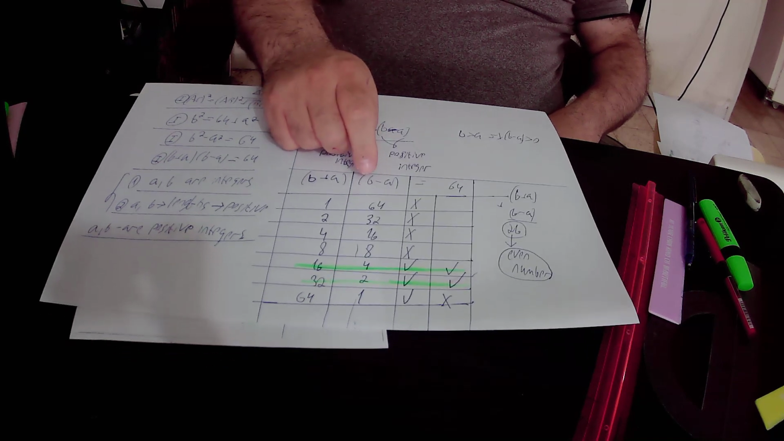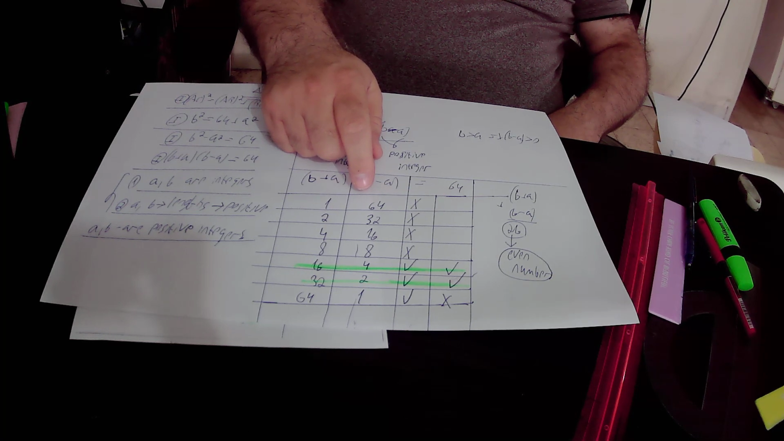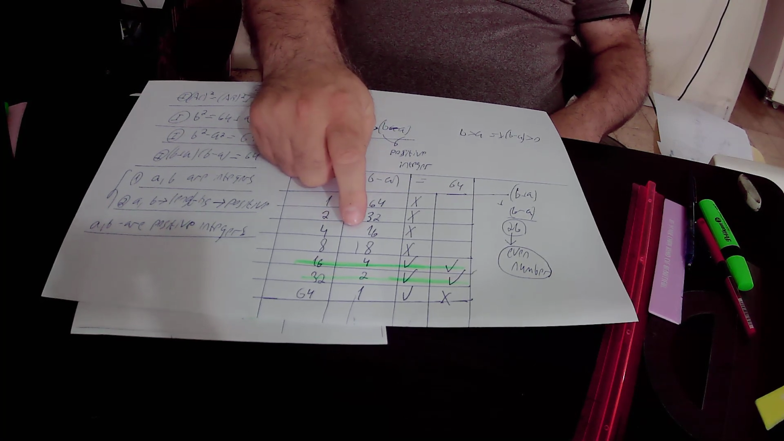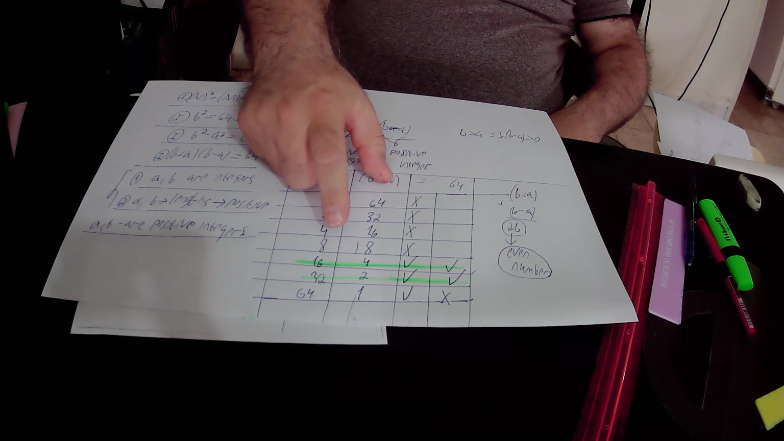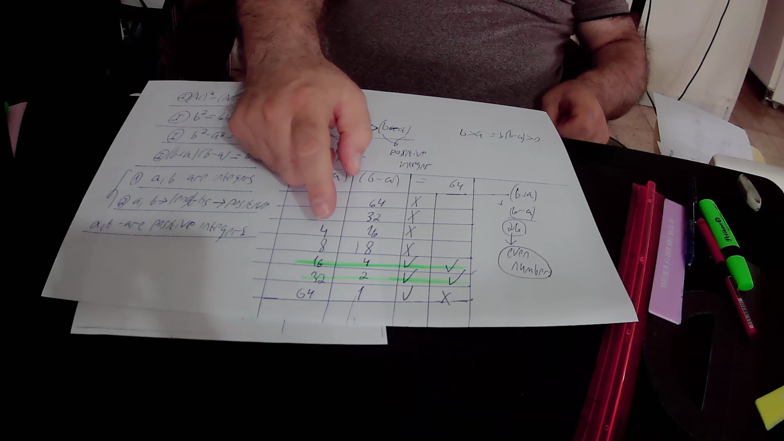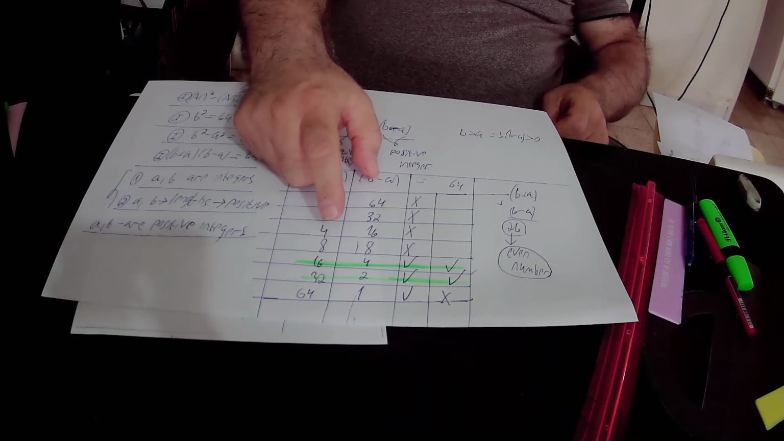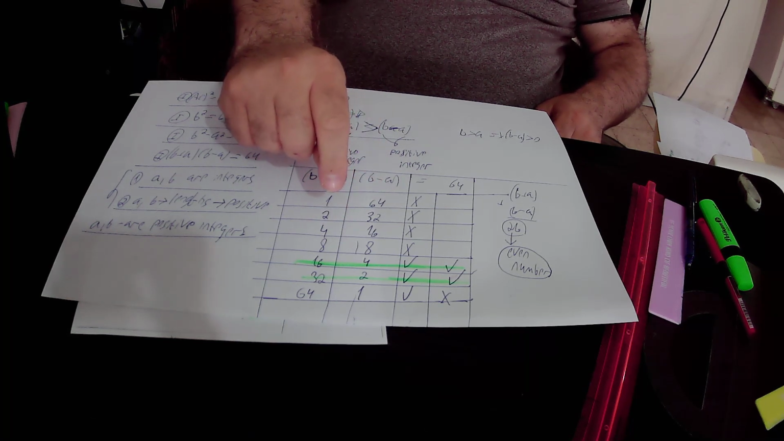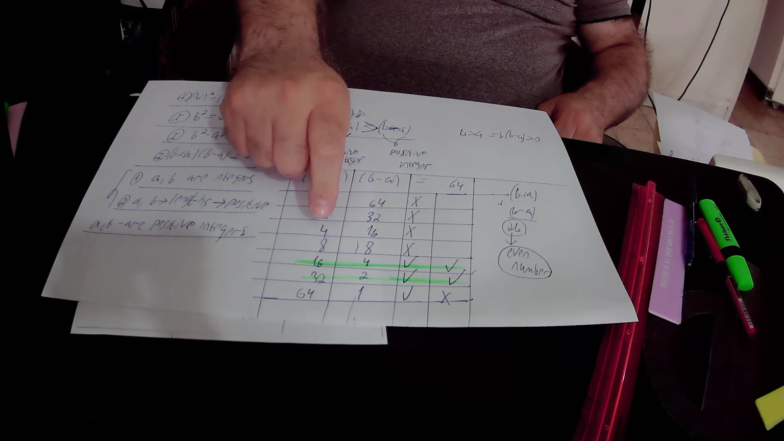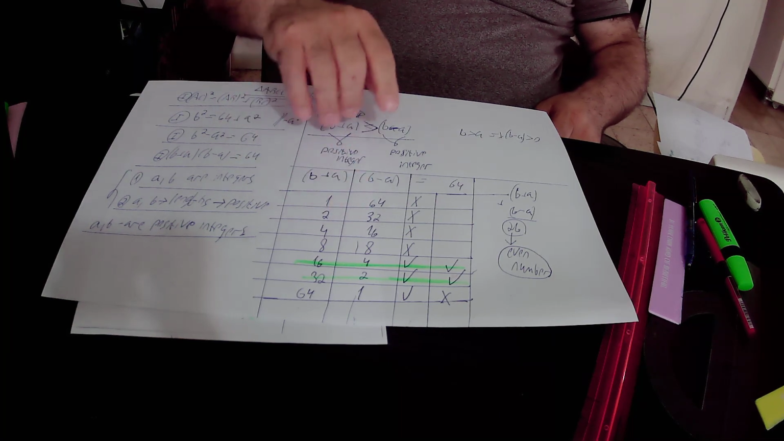So we'll check which of the options gives us an even number. Here 16 plus 4 is 20, an even number, so it is a good solution. 32 plus 2 is 34, also an even number, also a good solution. And finally 64 plus 1 is 65, an odd number, so we'll cancel this solution. We are left with only two possible solutions to the question: 16 and 4, and 32 and 2.